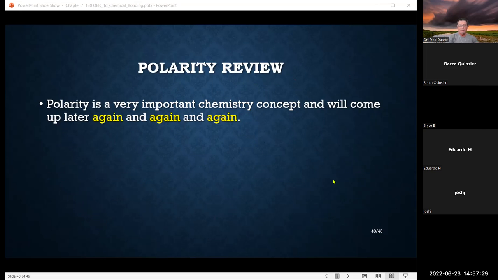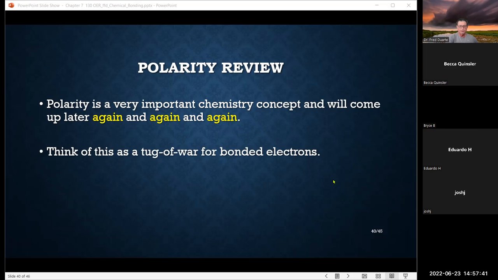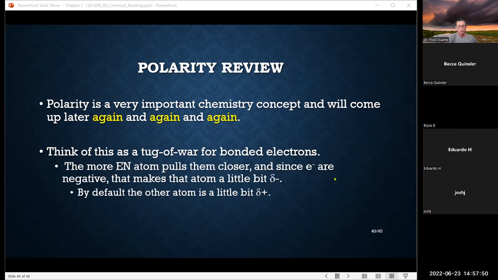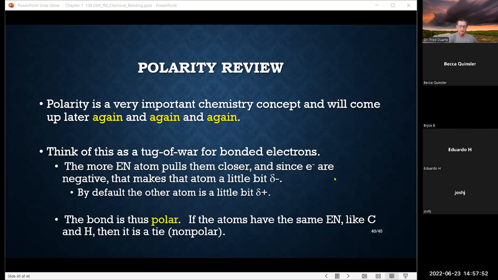Okay, so polarity is very important in chemistry. It has a huge effect on a variety of different things, so it's something that will show up again as we proceed with the chapters. Consider it as basically a tug of war between bonded electrons, and one's going to pull the electrons more than the other.